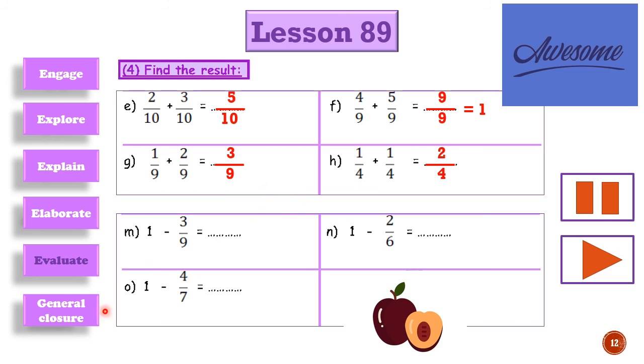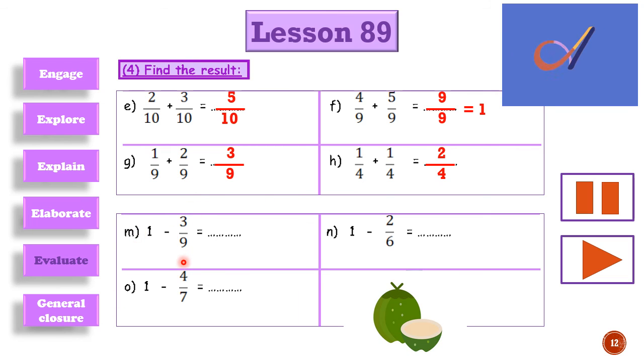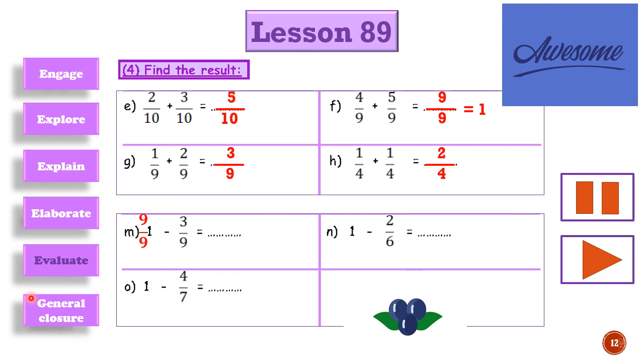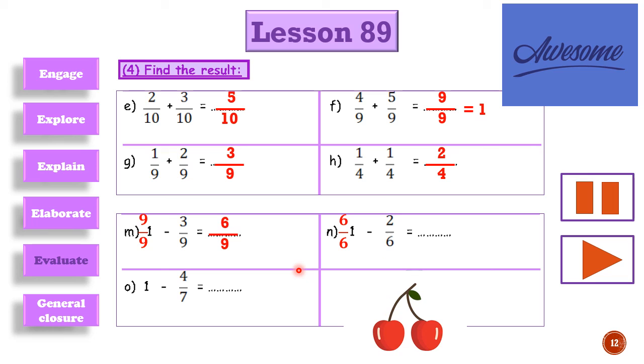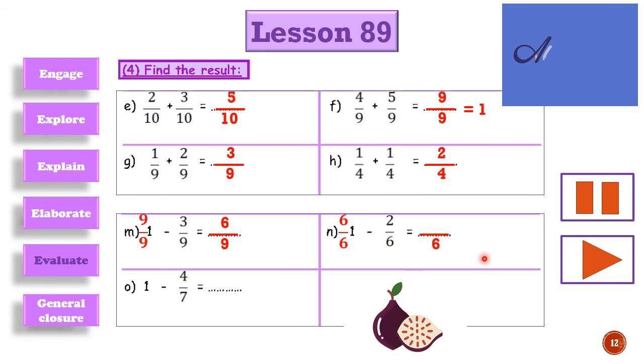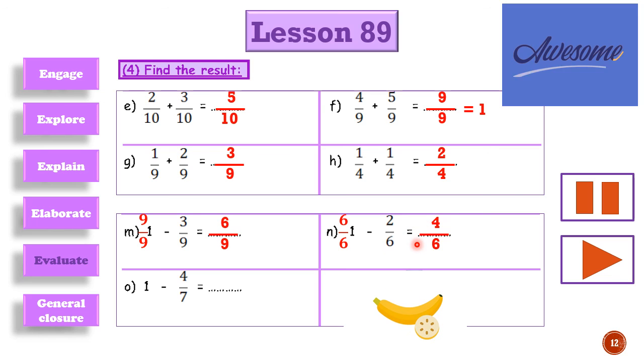Good job. Here we have 1 whole minus 3 ninths. Look at the denominator of the other fraction and put this 1 whole as it is. It will be 9 ninths. Then put the same denominator and subtract the numerators. 9 minus 3 equals, yes, 6. It will be 6 ninths. Here we have 1 whole minus 2 sixths. Look at the denominator of the other fraction and put this 1 whole as it is. It will be 6 sixths. Okay, put the same denominator and subtract, 6 minus 2 equals 4. It will be 4 sixths.